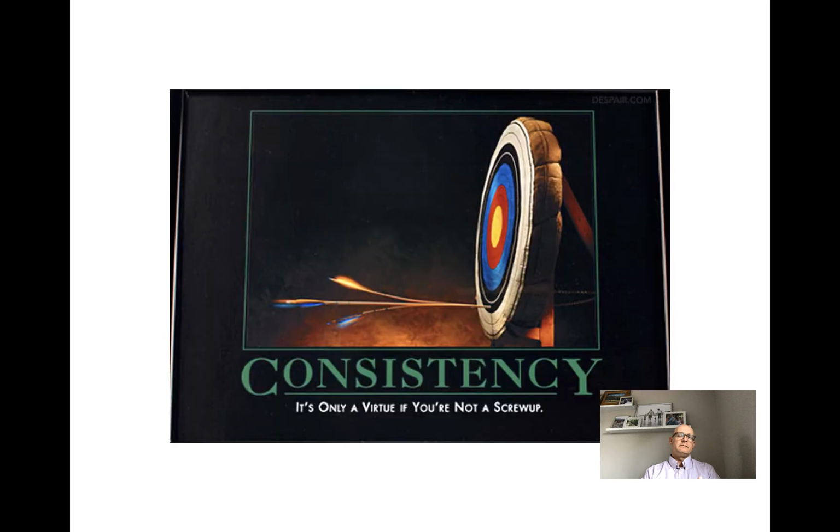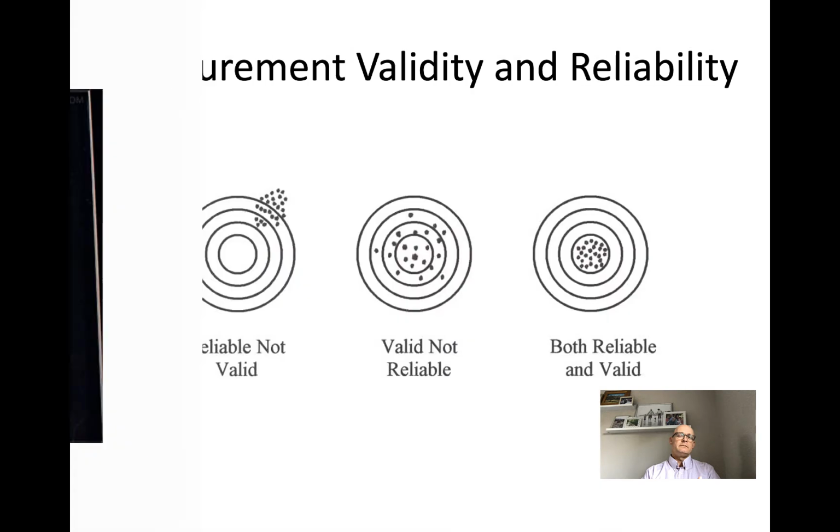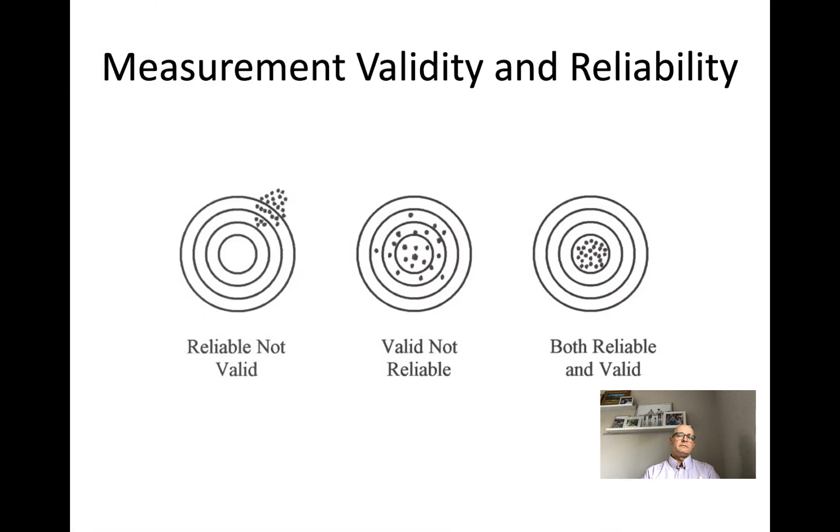So this is one of my favorite demotivational posters. It says, "Consistency. It's only a virtue if you're not a screw up." And in this one, we have a picture of something that is reliable, but not valid. Valid would mean you would be measuring the concept pretty much on. You'd be that middle picture. A valid measure would be hitting on that target in the middle of the concept.